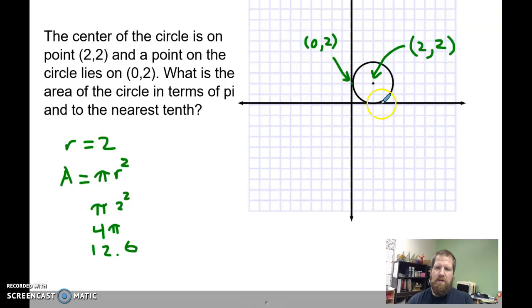All right. Sometimes you'll have a circle that is not right on one of the axes, and you'll go through the same process. You just won't have a 0 as one of these. You'll still just need to figure out what the radius is, what the distance horizontally or vertically is from the center to the outside.